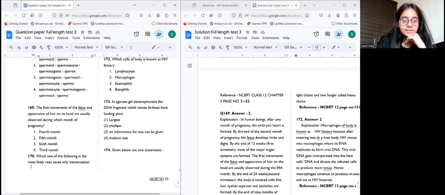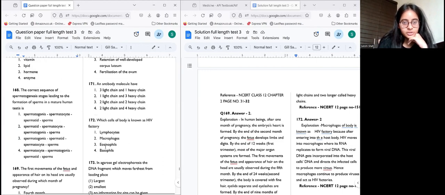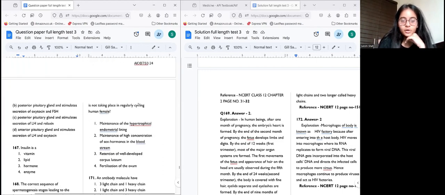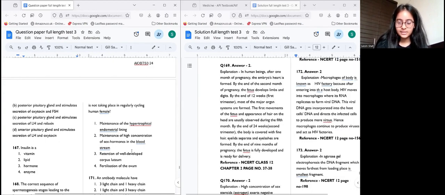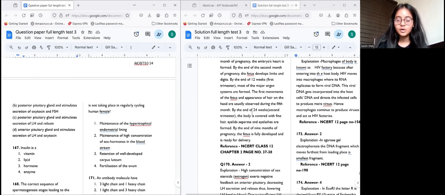Which one of the following is the most likely root cause why menstruation is not taking place in a regularly cycling human female? Okay, so a human female who was having regular menstrual cycles, suddenly menstruation is not taking place. What can be the cause for it? The options: maintenance of high concentration of sex hormones in the bloodstream, or fertilization of the ovum, or retention of the well-developed corpus luteum, or maintenance of hypertrophied endometrial lining. The answer for 170 is option number 2, which is high concentration of sex steroids.